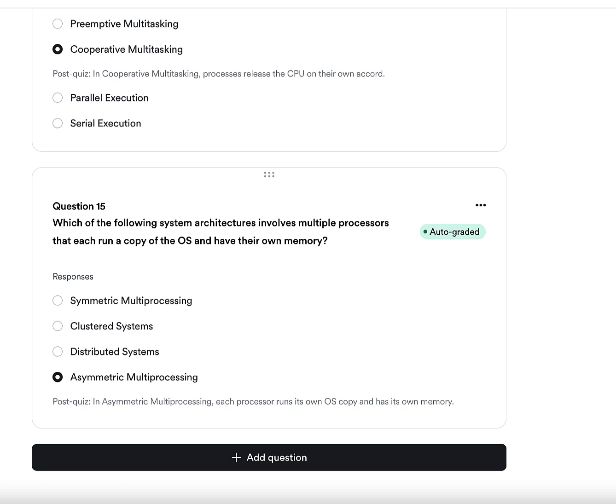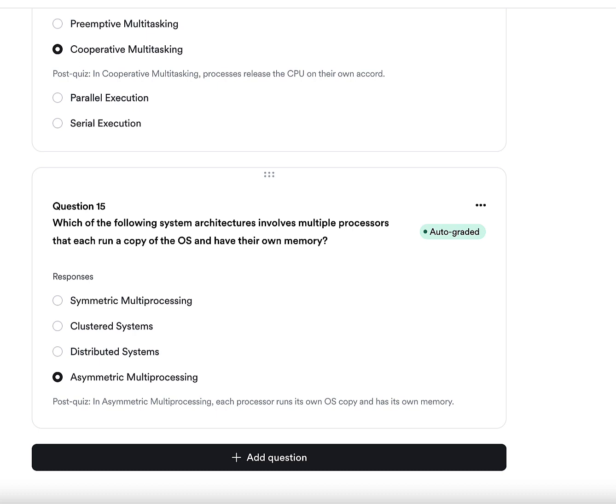And then the final question is question 15. Which of the following system architectures involve multiple processors that each run a copy of the OS and have their own memory? Again, which of the following system architectures involve multiple processors that run a copy of the OS and have their own memory?